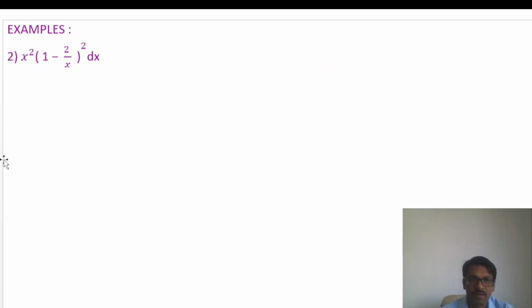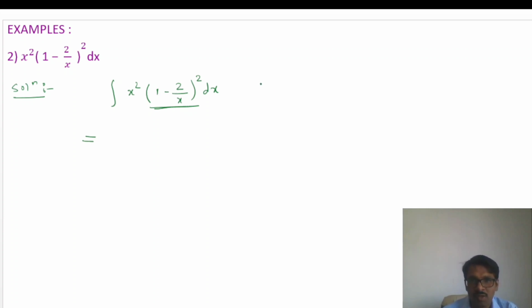Now the second example: how to find the integration of x square into the bracket 1 minus 2 upon x, bracket squared, with respect to x. See the solution. We have to find this integration. Firstly, we have to expand the bracket 1 minus 2 upon x, squared.